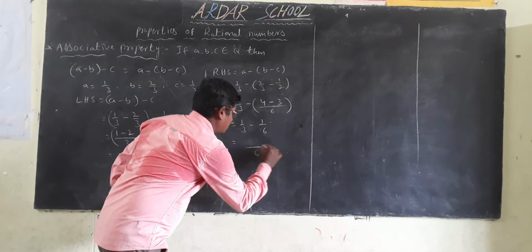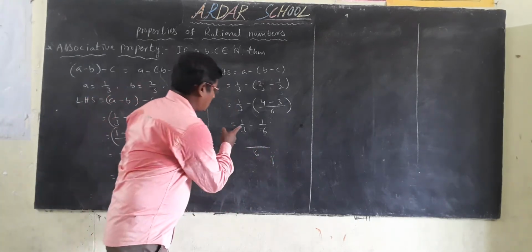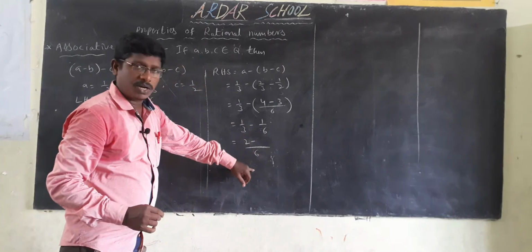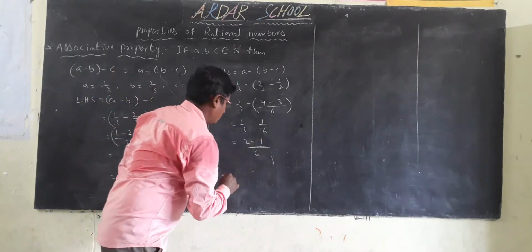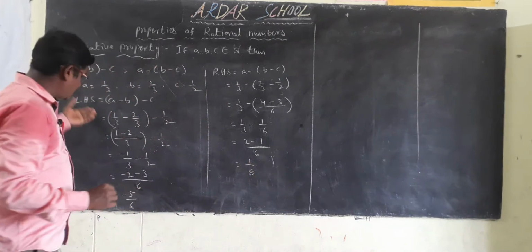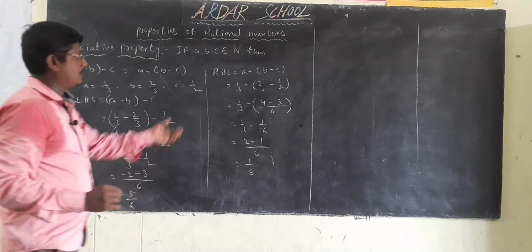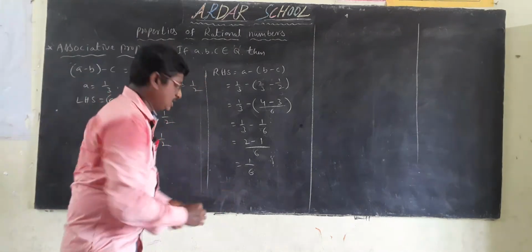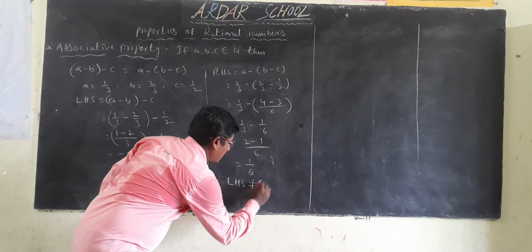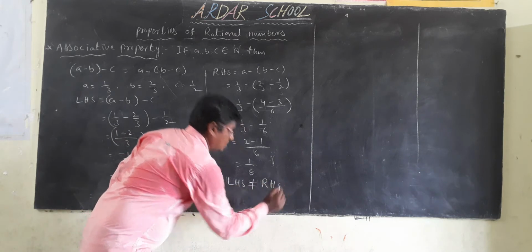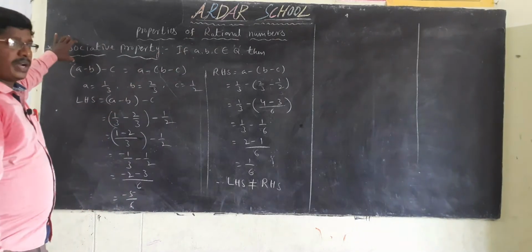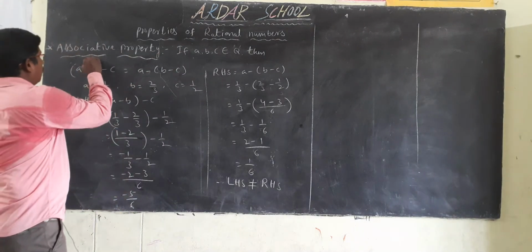It is 6. So 3 2s are 6, 2 ones are 2, minus 6 ones are 6, 1 into 1 is 1. 2 minus 1 is 1 by 6. Here LHS is minus 5 by 6, RHS is 1 by 6. Therefore LHS is not equal to RHS. So we conclude that the rational numbers do not satisfy the associative property under subtraction.